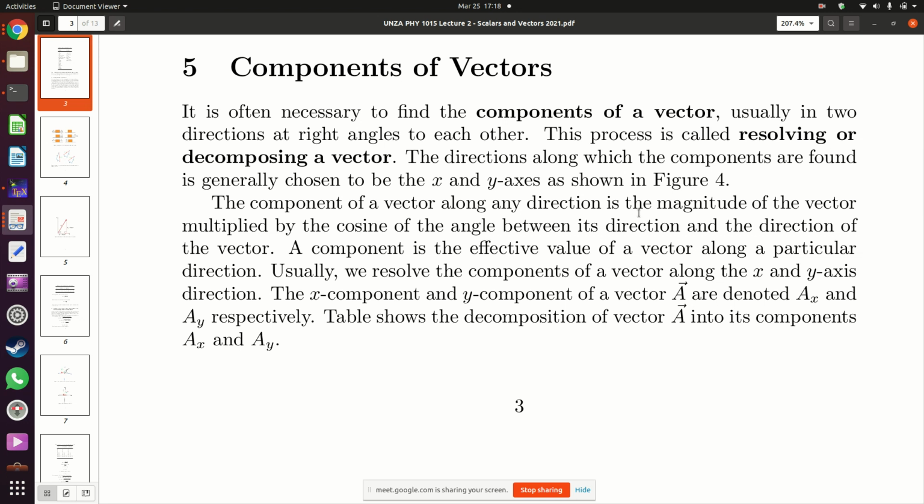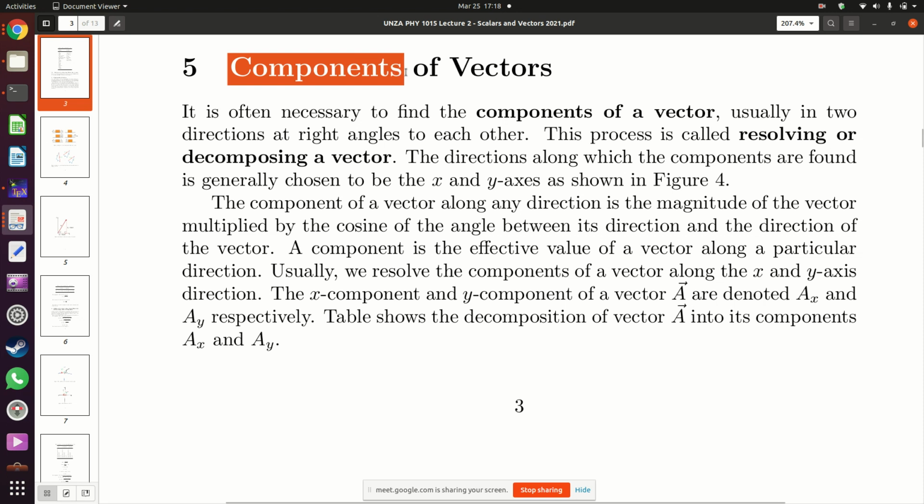Okay, so today we are going to continue our discussion of vectors. This time around, we are going to talk about something called components of a vector. Now a component of a vector is how much a vector is along a specific direction.